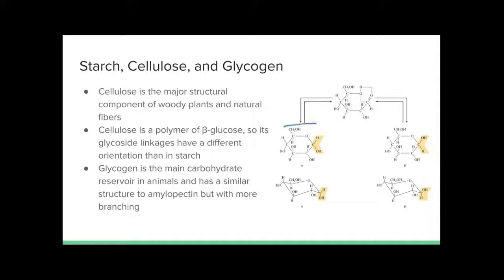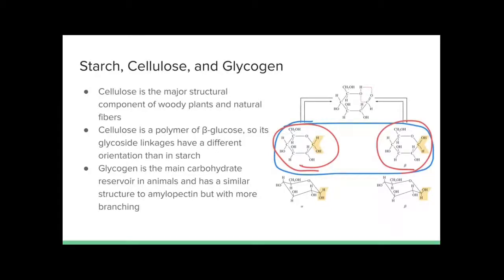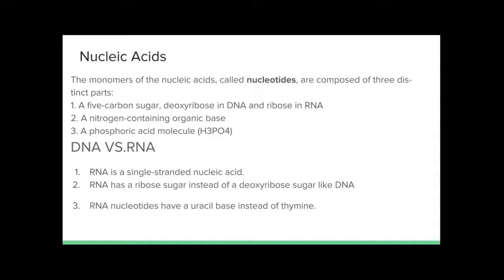Looking at the diagram on the right, you'll see that there are 2 different structures for cyclized glucose. One is alpha glucose and the other is beta glucose. If you look closely, you can see that they differ in these aspects because the hydrogen and hydroxyl group are flipped in each molecule.